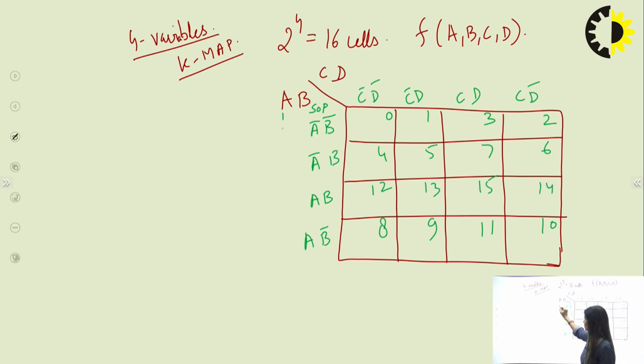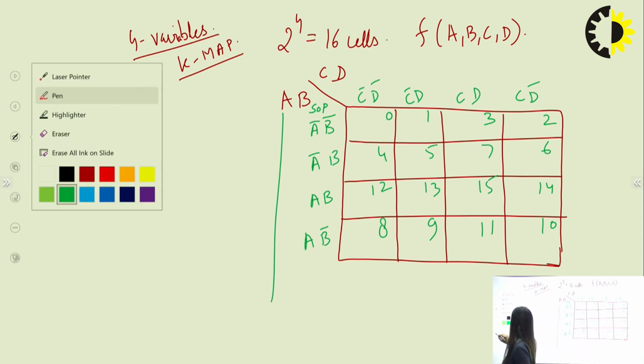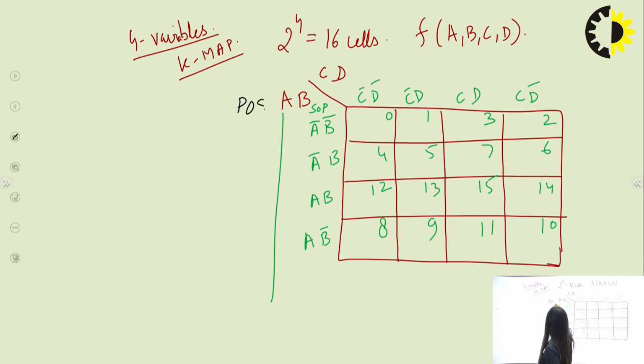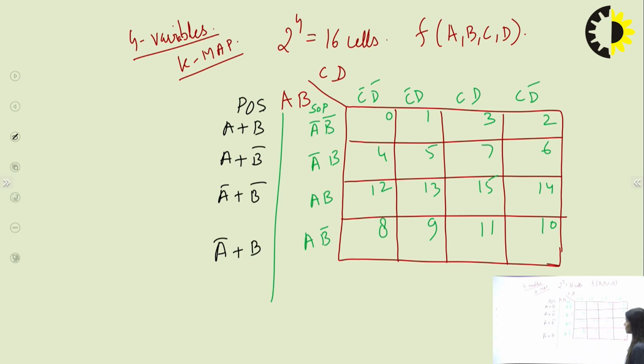And if I am writing for my POS, okay, so what I will write? A plus B, A plus B bar, A bar plus B bar, A bar plus B. Similarly here, C plus D, C plus D bar, C bar plus D bar, C bar plus D. So here, this will be the process for writing the 4 variable K-map.